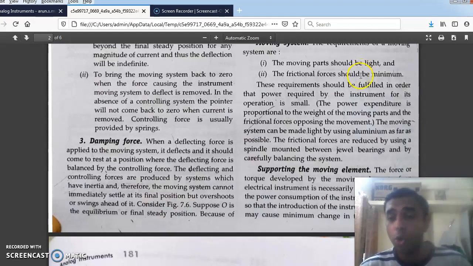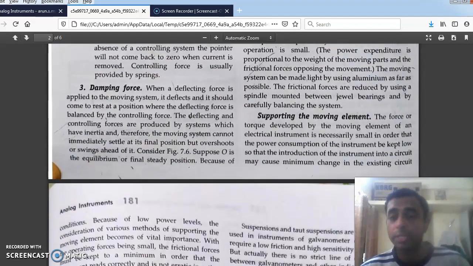Friction should be small and the weight of the moving parts should be very light. This ensures that power consumption by the indicating instrument is very small. Then the moving part should be supported somewhere. So what is the quality of that supporting system?